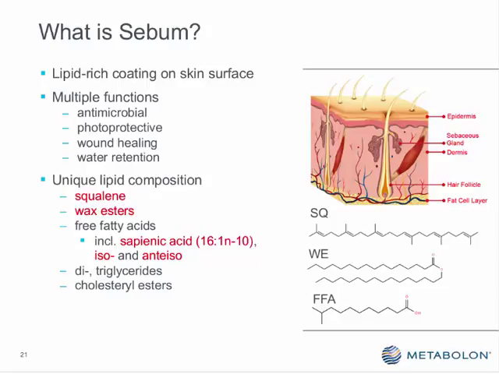Analytically speaking, sebum is very interesting because it has a rather unusual lipid composition. In addition to cholesterol esters, di- and triglycerides, sebum has some unusual fatty acids, including branched chains in both the iso and anteiso forms. And human sebum, at least, contains the rather unusual fatty acid sapienic acid, which is an isomer of the 16:1 fatty acid. The normal isomer is the n-7. The n-10 is the sapienic acid, which, as you might be able to guess from the name, is found almost exclusively in humans.